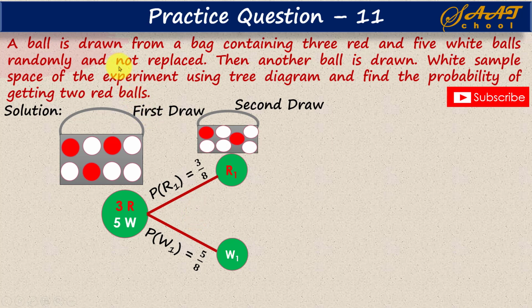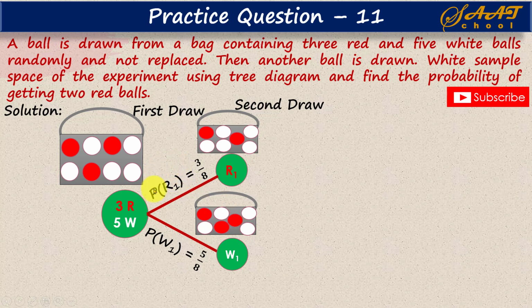As the ball is not replaced, in the second draw a ball is reduced. We have 8 here, now here should be 7 balls. Now the important thing is, when you assume this probability of red, then you have to use a red ball in this branch. We have 3, now there are 2 red balls. Now we assume this is the probability for a white ball, that's why we have to use 1 white ball in this bag. Now we have 4 white balls and 3 red balls.